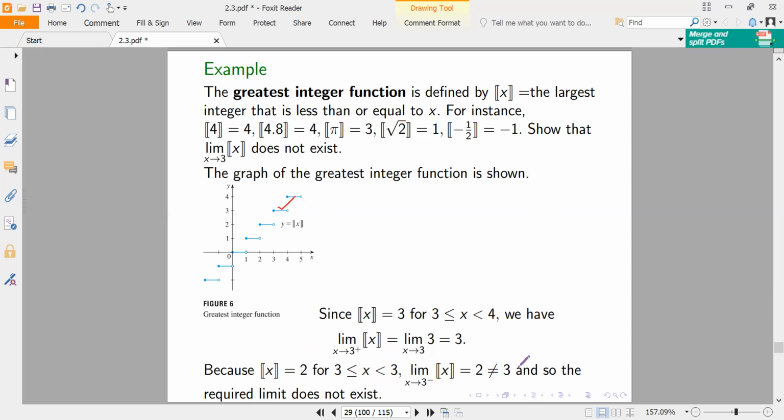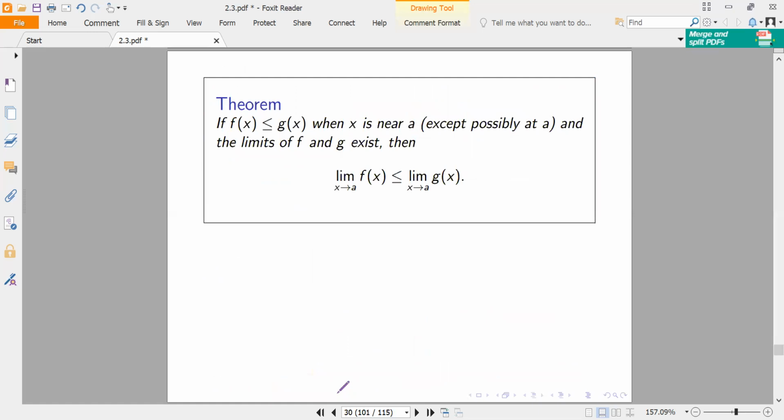So basically, that's why the limit from the left and the limit from the right are not the same. Sorry, this is a typing error. This is supposed to be a 2. So the greatest integers that will result in being 2 are all the values between 2 and 3, including 2 itself. That's why the inequality is an equal sign here. So that's why the required limit does not exist. I hope that one was clear.